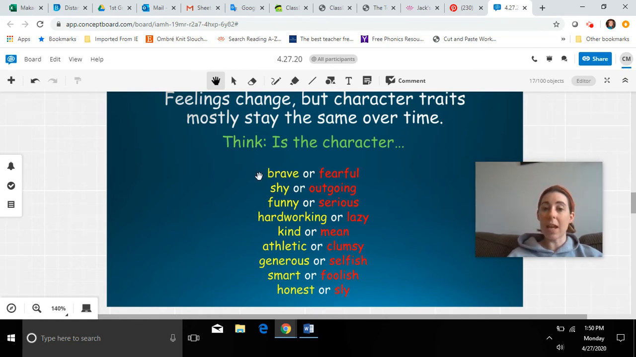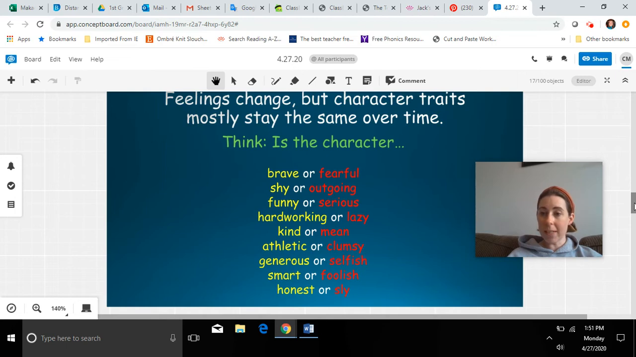Let's practice these words again. We're going to go a little bit more quickly. Brave, fearful. Shy, outgoing. Hardworking, lazy. Kind, mean. Athletic, clumsy. Generous, selfish, smart, foolish, honest, sly.